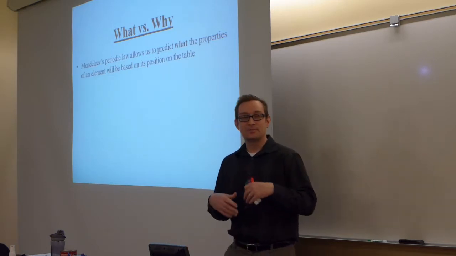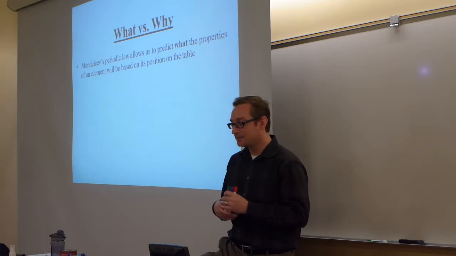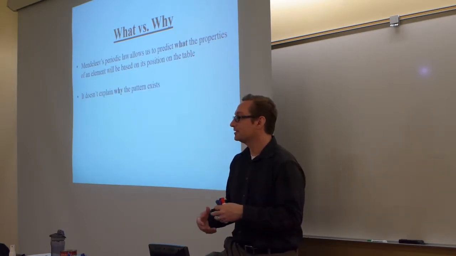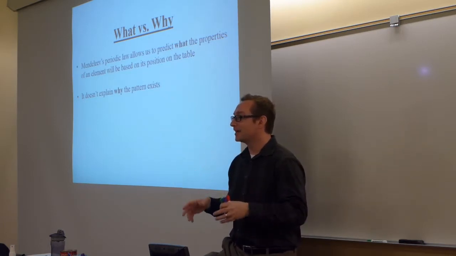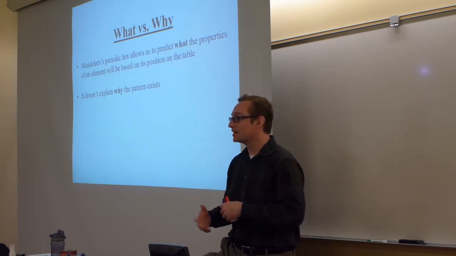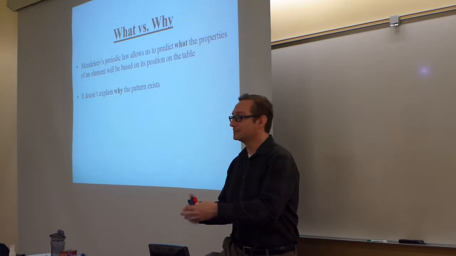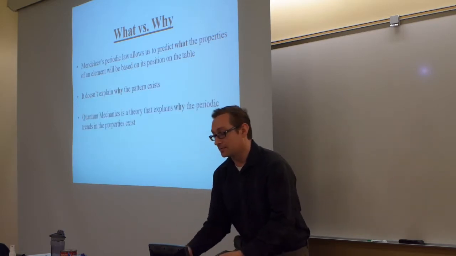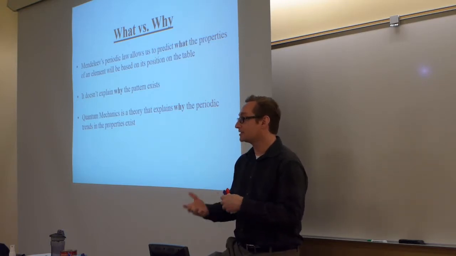So here's the thing, Mendeleev's periodic law helps us predict what properties an element will have, but it doesn't explain why the pattern exists. So why is the periodic table laid out the way it is? It's something we've been talking about for quite some time now. Chapter 7, what did we talk about? We talked about quantum theory. And in chapter 8, it was also about quantum theory, or quantum mechanics. So quantum mechanics is the reason why the periodic trends exist.